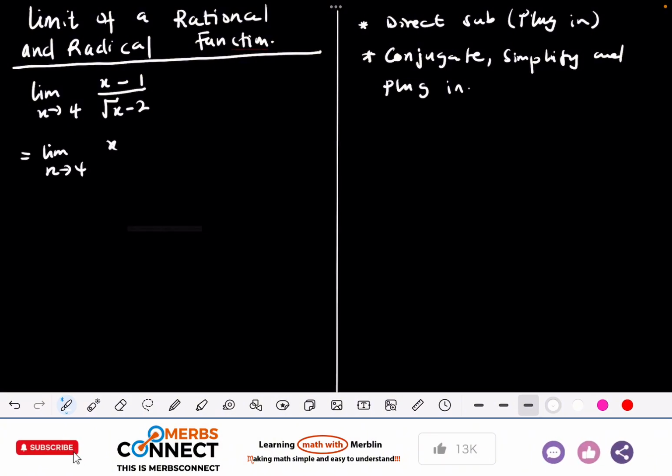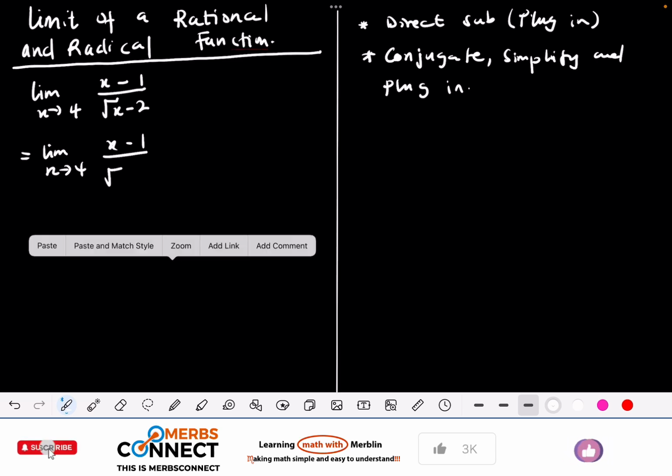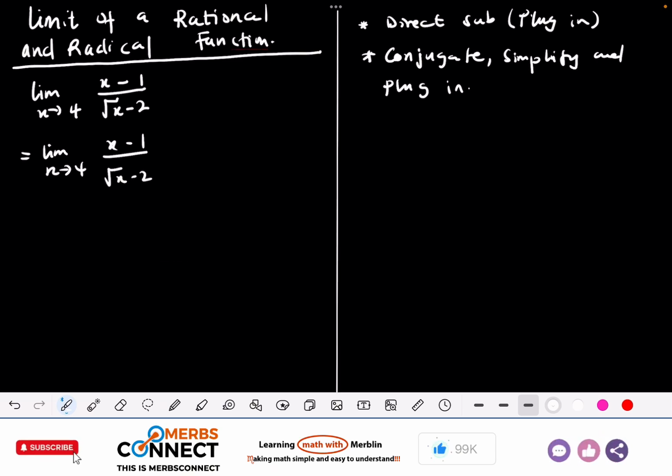So the limit of x minus 1 divided by root of x minus 2. What am I trying to say? Conjugate. Now what I need to do is pick the one with the root, which is here, then I change the sign in between them. If it is negative, it will change to positive. If it is positive, it will change to negative.